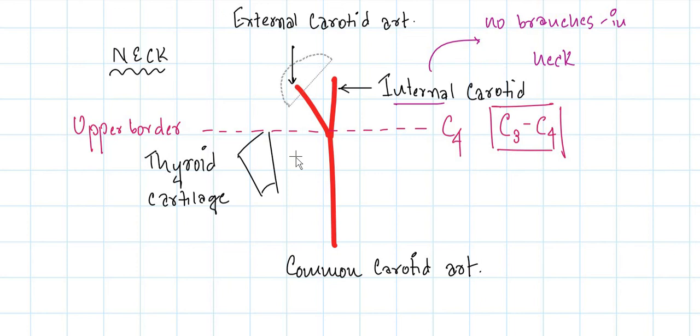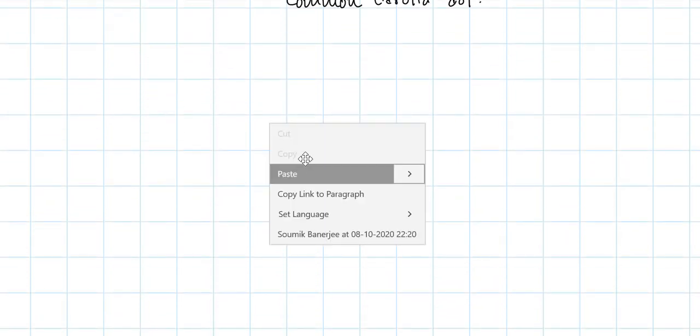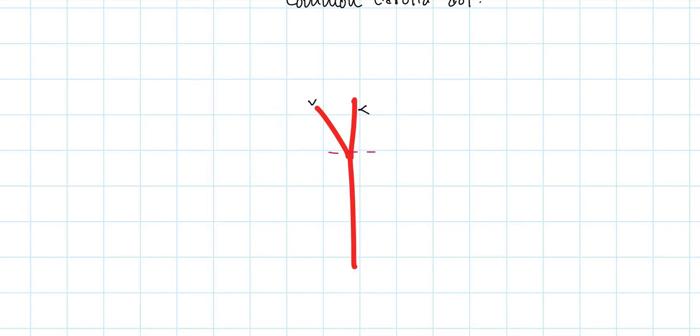So let's just take this image. I'm copying this, and voila. Now, I had said that this is the common carotid. I'm using some smaller terms. So this is the common carotid artery. This artery which I have shown, which is going outward, is the external carotid artery, and this artery right here is the internal carotid artery.